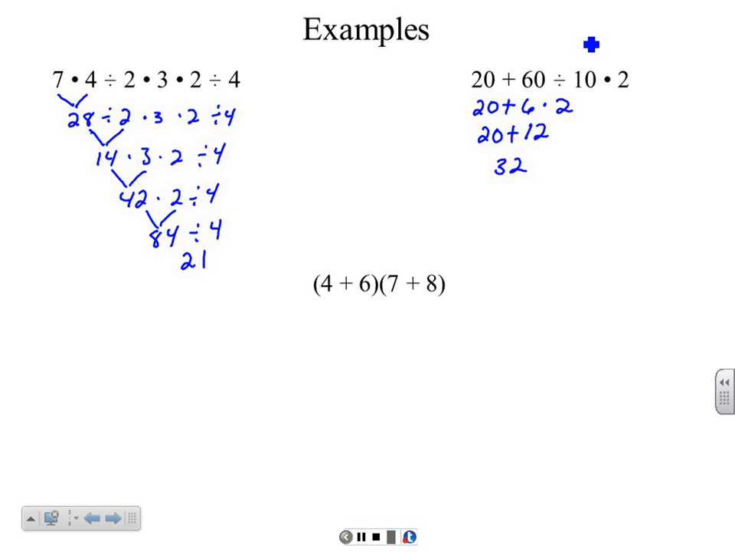Now, the next problem, you see that we have grouping symbols. So we're going to simplify what's inside the group first. So we're going to get 4 plus 6, which is going to be 10, and then 7 plus 8, which is going to be 15. Now, when you see grouping symbols right next to each other and there's nothing in between, that means to multiply. So we're going to multiply 10 times 15, which is going to be 150.